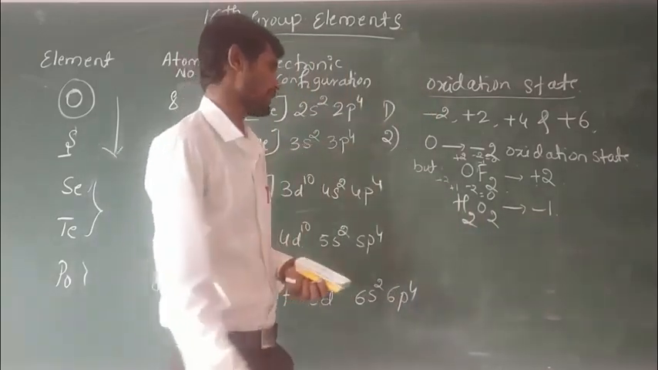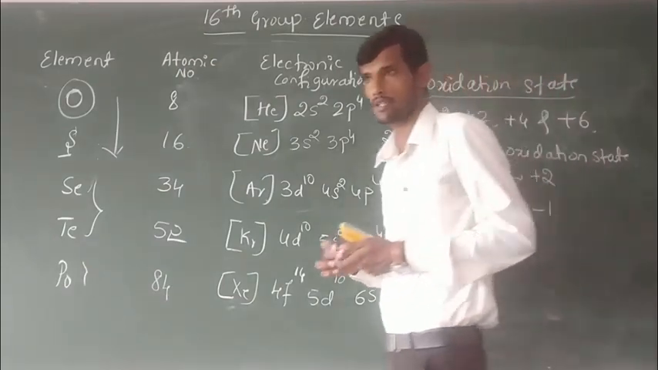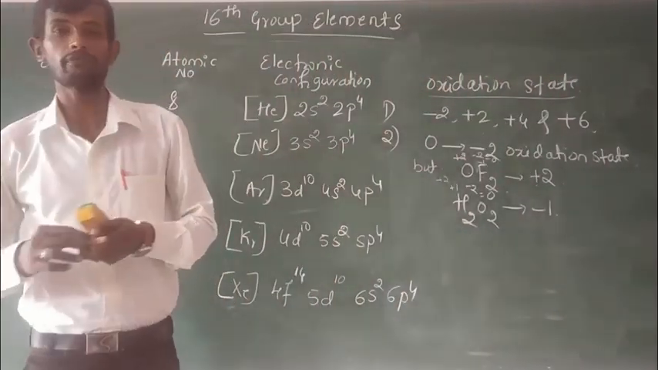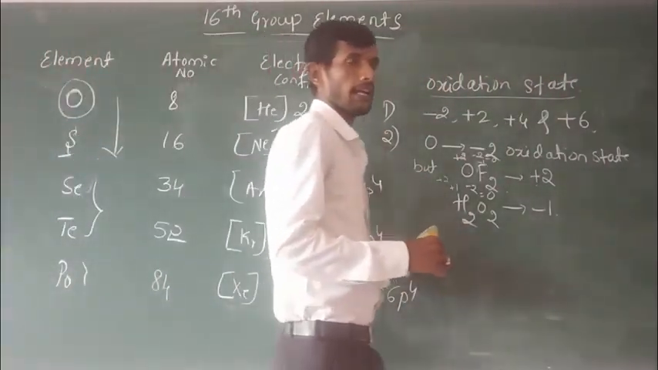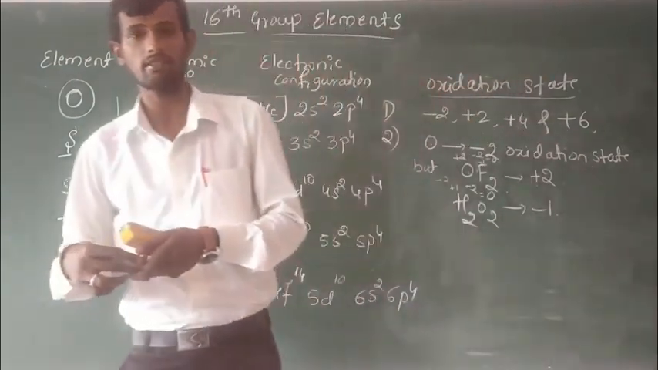This is very important. Remember, usually oxidation state of oxygen is -2, but in presence of OF2 it is +2, and in presence of peroxides oxygen oxidation state is -1.